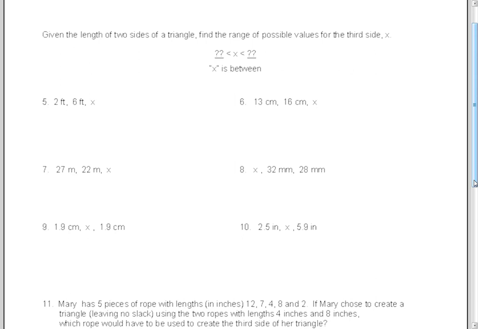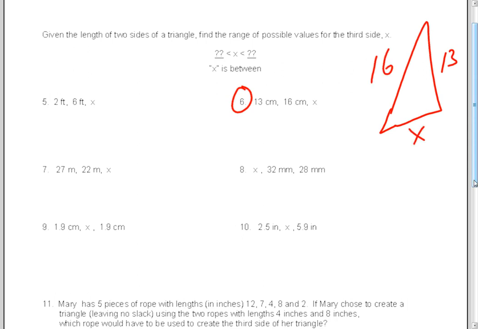Up here, next to number 6, let's draw a little picture. This is what we're looking at. We have 13, we have 16 centimeters, and we have an unknown side. Since we don't know the angle, it could be anything. This little side right here would be the third side.